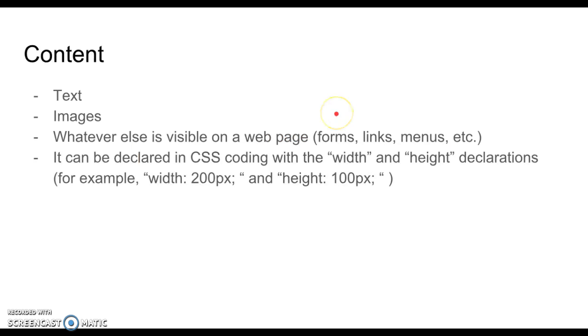So about the content, what do we have inside the content? The content portion of the box model holds, as you guessed, the actual content. As we discussed and learned in Developer Forum and the CAT tutorial quizzes about HTML elements, the content can be text, images, or whatever else is visible on a web page. For example, forms, menus, links, etc. Okay? Also, it can be declared in CSS with the width and height declarations. For example, inside the CSS stylization property, you can use the width to define pixels, and the same applies for the height. Okay?